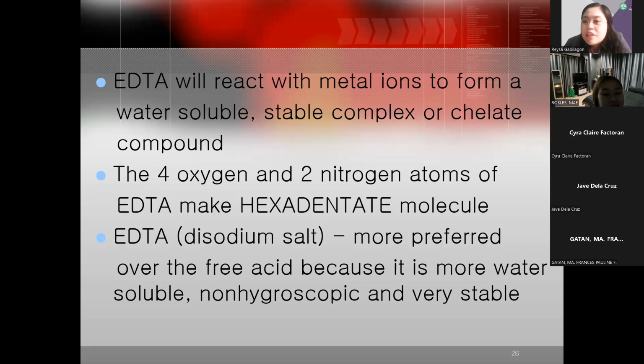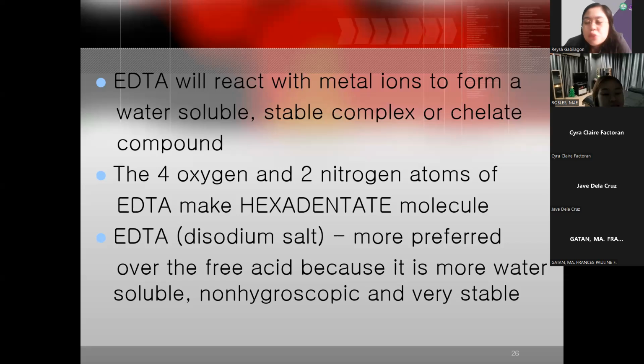Okay, so non-hygroscopic means it does not absorb moisture in air. So in the laboratory, I just don't know if you have observed that we have a lot of hygroscopic chemicals, like the sodium hydroxide, that if you are going to leave them in an open container, magiging liquid siya after some time. So that's hygroscopic. It has the ability to absorb water from the environment.